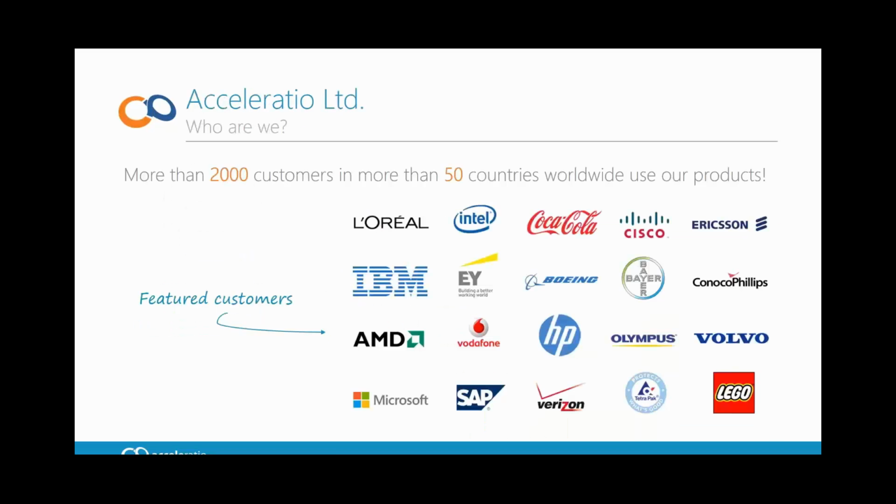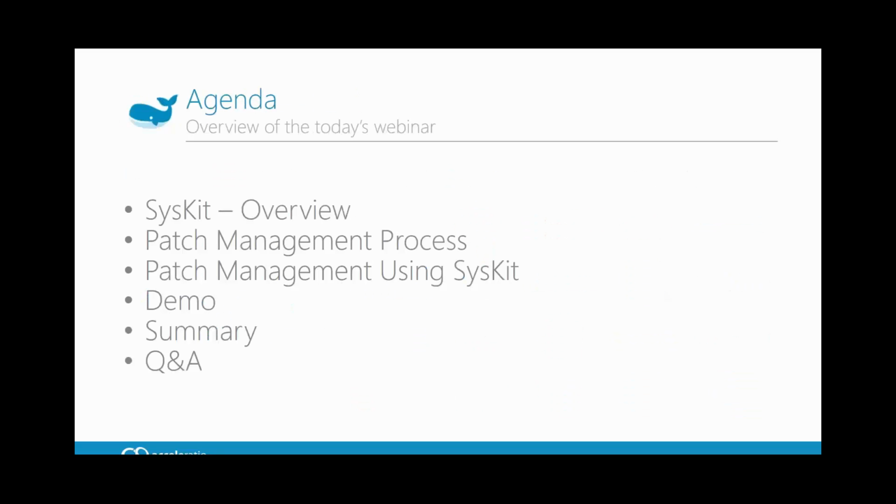Acceleratio is a software development company from Zagreb, Croatia. We are developing various kinds of enterprise monitoring software applications. SysKit is just one of them. We are working with the world's largest corporations, and we are helping them manage their data centers with our tools, monitoring not just Windows servers but also Citrix, remote desktop services, SharePoint, and other systems.